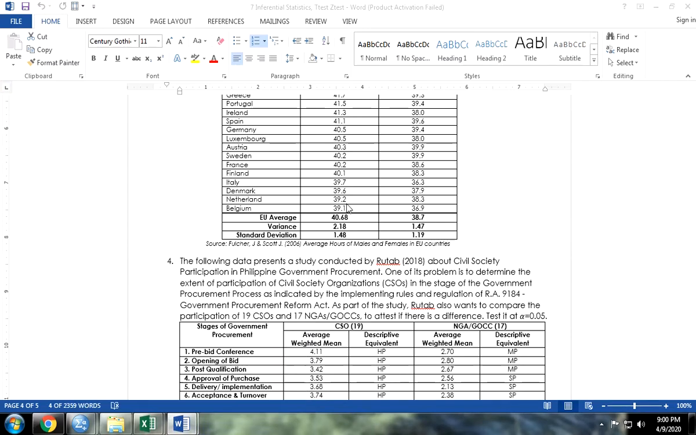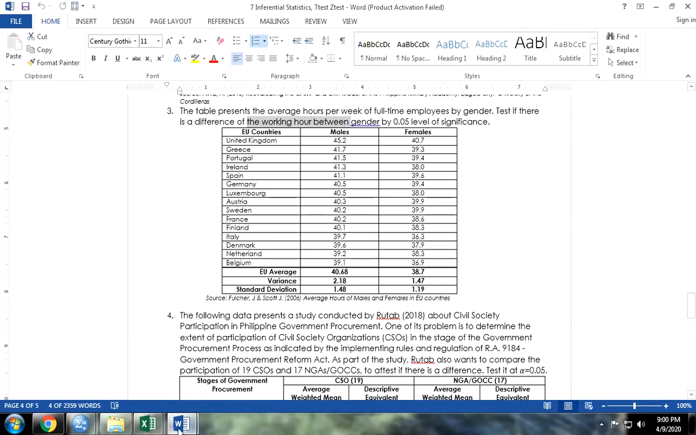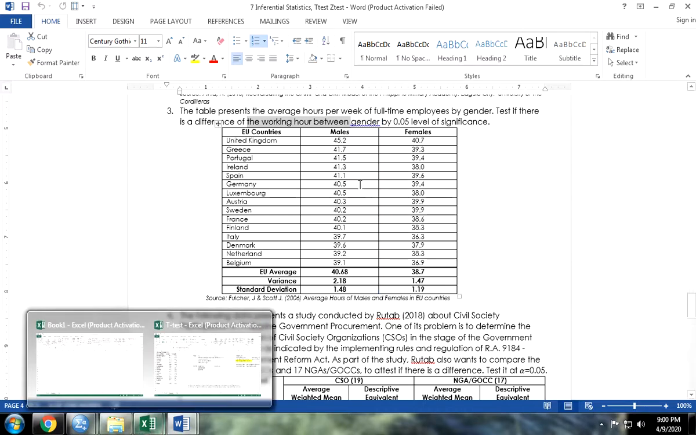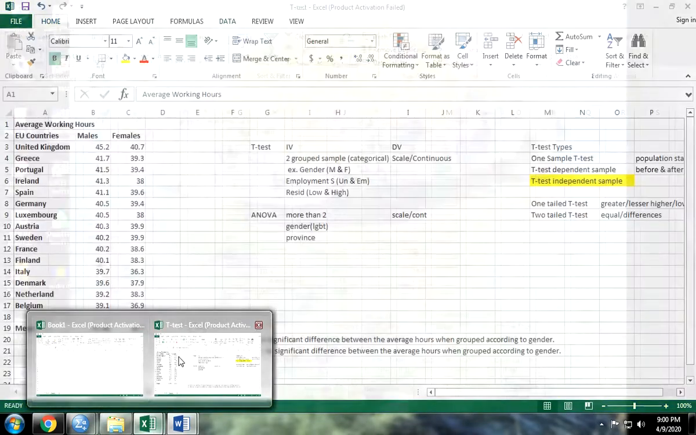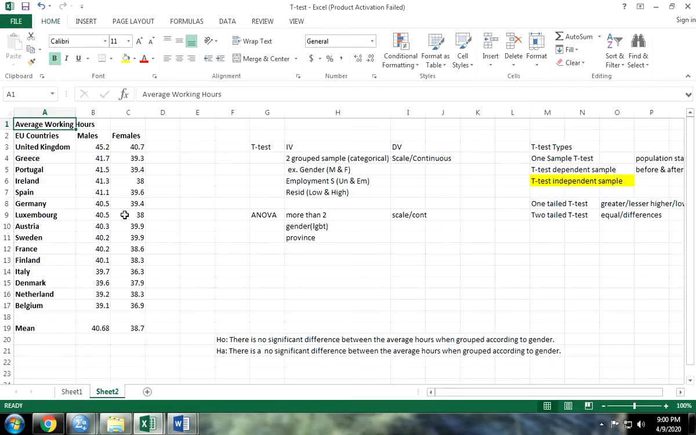So, from the table presented, we already have that assumption that we want to compare the average working hours of males and females. Who actually has more working hours, or are they equal? So, technically, let's go to basic descriptives. We measure the mean. But with the mean alone, we cannot yet prove that there is a difference.